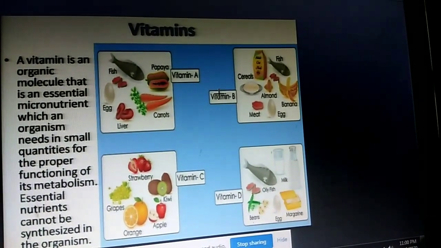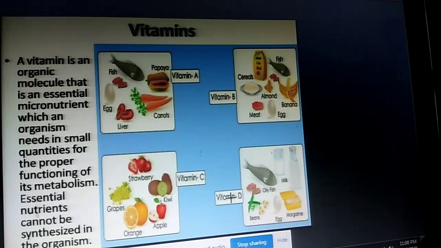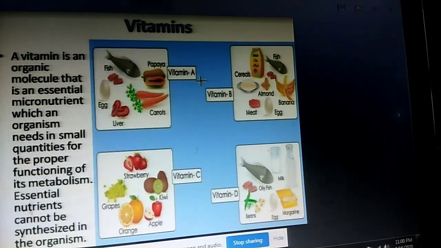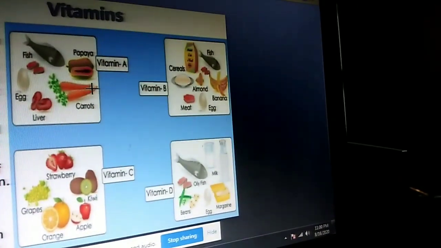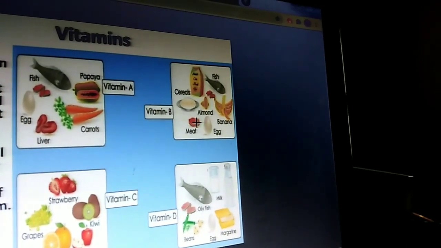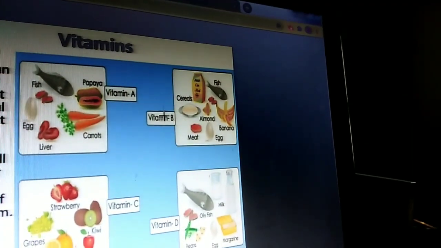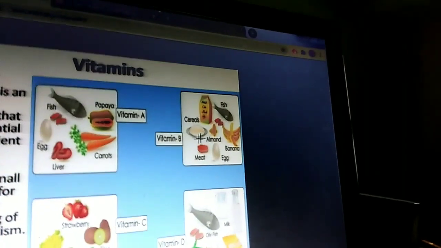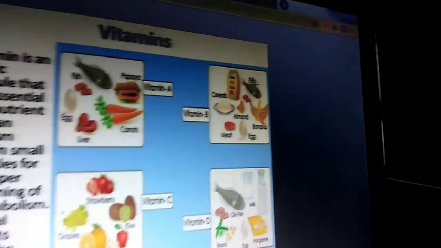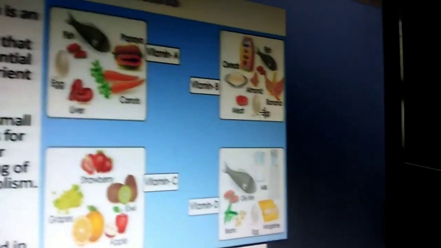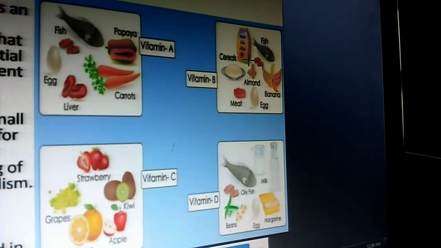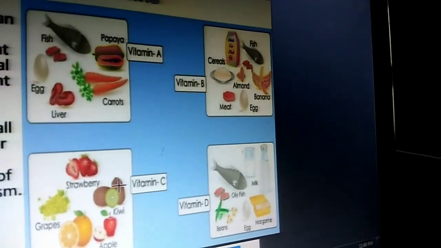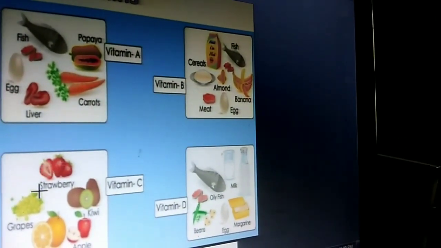For example, vitamins can be classified into vitamin A, B, C and D. These are the examples for vitamin A: papaya, fish, egg, liver, carrots are very rich in vitamin A. Vitamin B has so many types, so it is also called the complex vitamin. For example, cereals, fish, banana, egg, meat, almond, oats will have vitamin B.